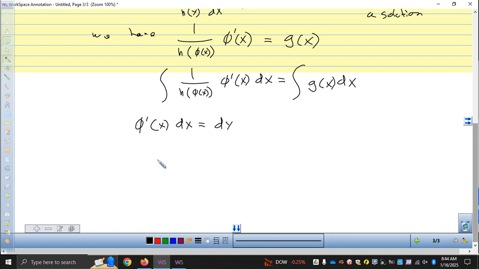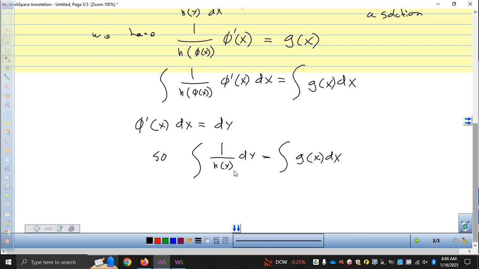So we can write, finally, that transforms into 1 over h of y dy equals the integral of g of x dx. Phi of x is y. So this is what's actually happening there. We can think about it as multiplying both sides by dx. In this case, we can manipulate those as if they are fractions, but that's not actually what's happening.